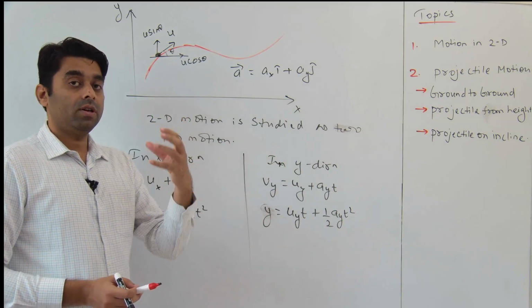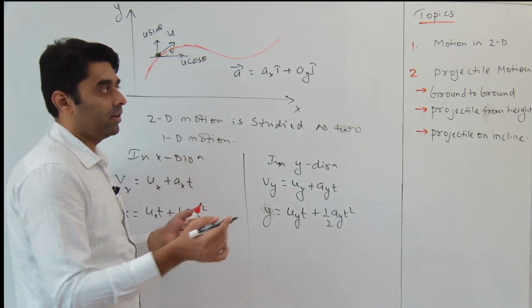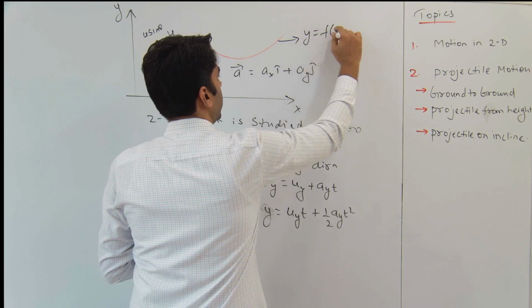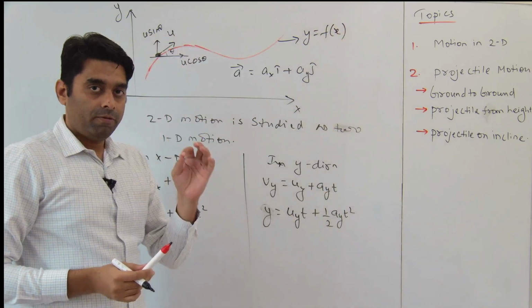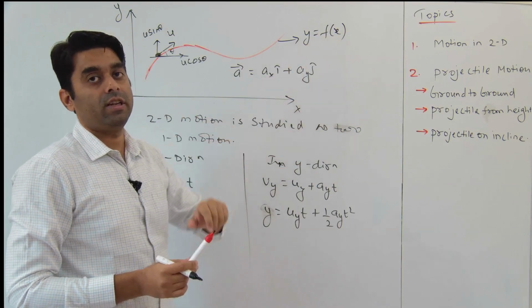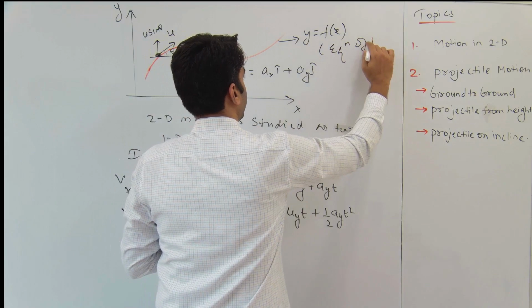Now many a time something known as the equation of trajectory is asked, right? What is the equation of trajectory? Equation of trajectory is the relation between the position in y and the position in x. This is your equation of trajectory.